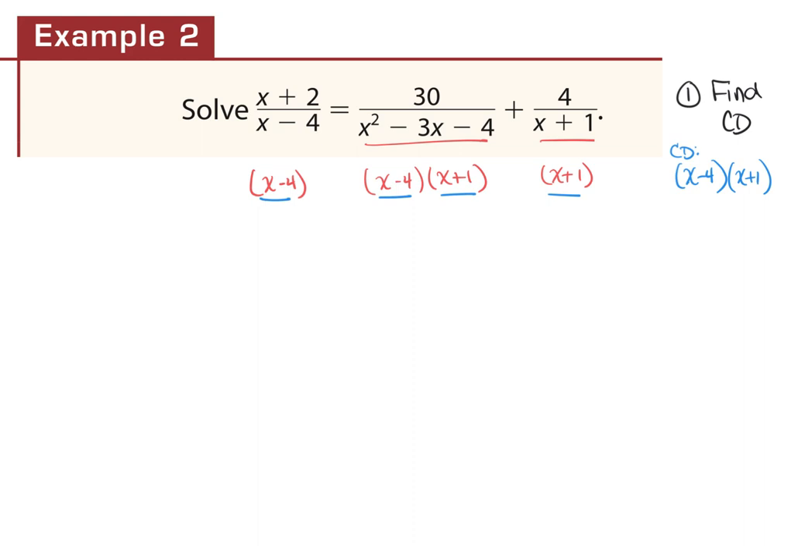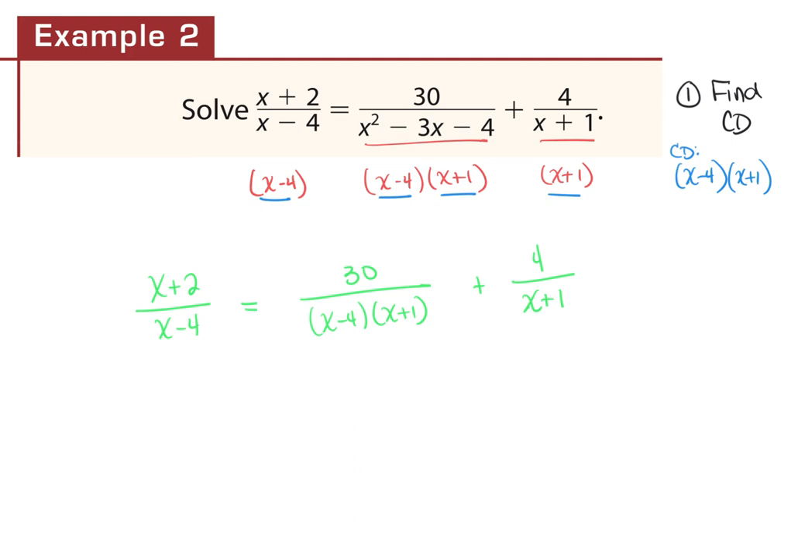And now I'm going to take each piece. Since I've already factored the denominators, I'm actually going to write those in factored form. So I'm going to have x plus 2 over x minus 4 equals 30 over, and I'm going to write this guy factored, x minus 4, x plus 1, and then plus 4 over x plus 1.